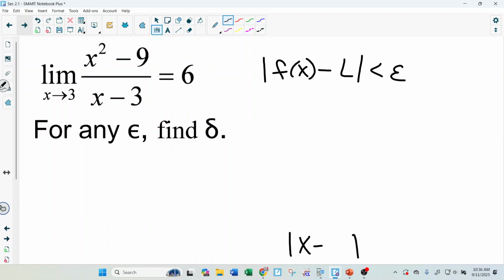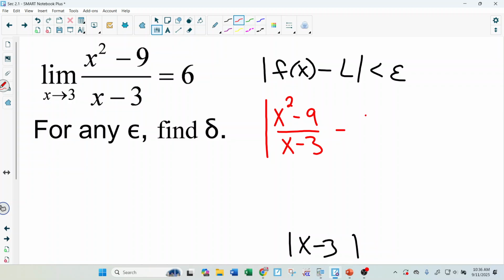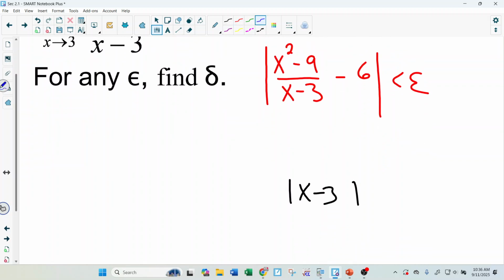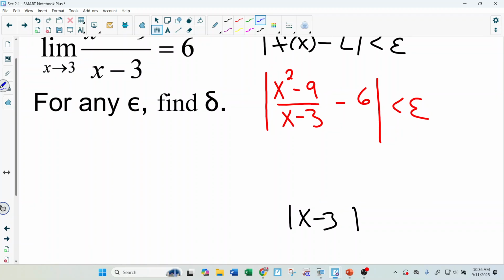X minus 3 from our C. Okay. So let's put this in. We have x squared minus 9 over x minus 3 minus 6. Now, how would you do that? What's your first thought? There's two ways to do this one. So I'm curious if you have any thoughts or ideas on what you would do or anything jumps out at you with this.